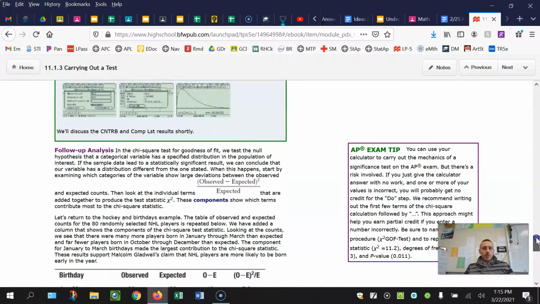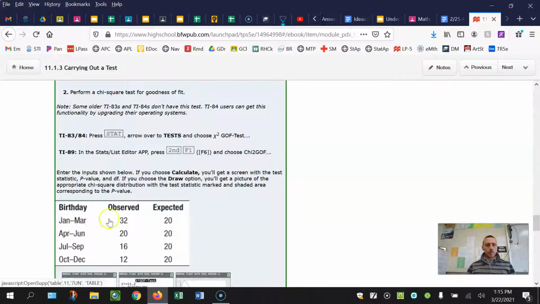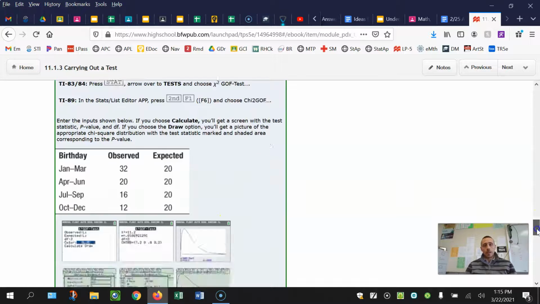And that's going to come into play when we do what's called a follow-up analysis. Anytime you reject the null hypothesis, you need to do a follow-up analysis. That's essentially talking about why we rejected the null. In this case, there were a lot more players observed during this period, January through March birthdays, than we expected there to be. And that contributed the most towards my 11.2.